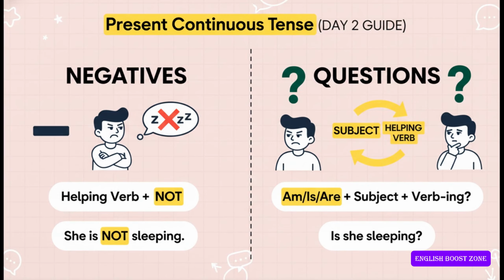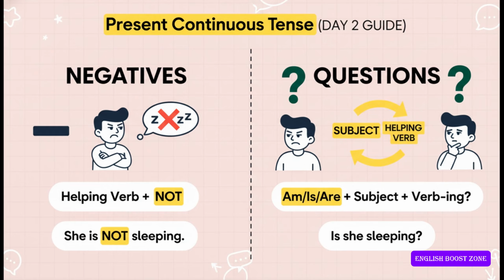But hey, we don't always speak in positive sentences, right? Sometimes you've got to say no. And making a negative statement is incredibly easy. All you do is drop the word not right after your helping verb. So, I am not sleeping, or he isn't working, or they aren't listening. And notice how we naturally use those short contractions like isn't and aren't in casual conversation.